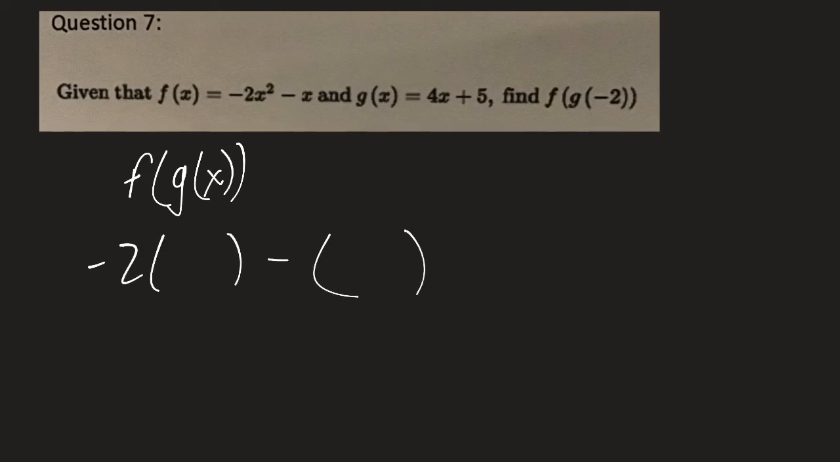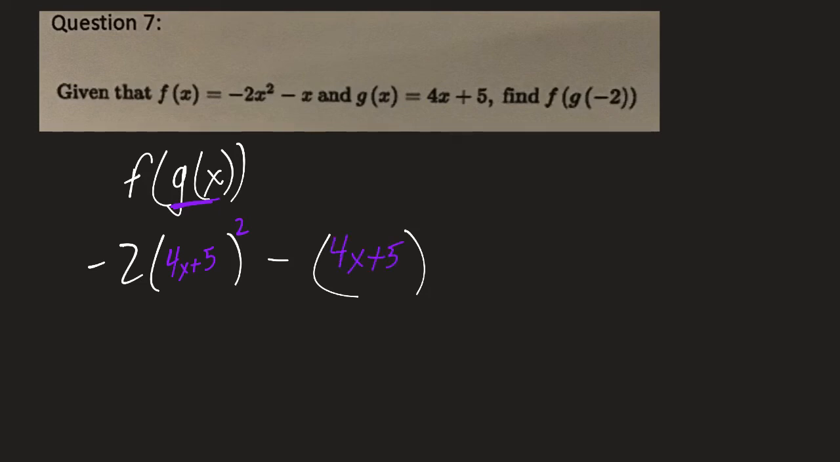Okay, we've got another problem where they've given us f of x and g of x, and they want us to find f of g of -2. Let's set this up first. I'm going to start by doing f of g of x, and then we'll plug in -2 at the very end. So here we go. I've got -2 minus blank, and each of those blanks was an x initially. And I'm going to plug in what g of x was into there. So I've got (4x plus 5) squared and minus, again, (4x plus 5).